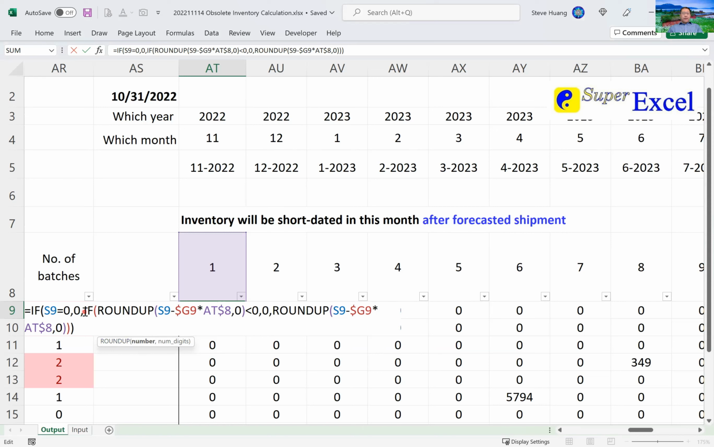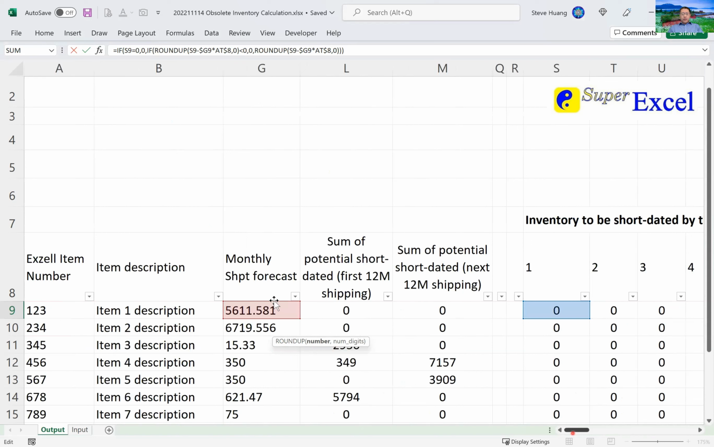And then she did another IF nested inside, which is to round up this calculation to 0 decimals. If that calculation gives us a number that's less than 0, then she says give me 0. Otherwise, return that rounded up number. So what is that rounded up number? She's using S9, again the first month inventory that would be short dated, minus G9 times 1, which represents this first month. And G9, let's go there. G9 is this over here, which is the forecast shipment per month.